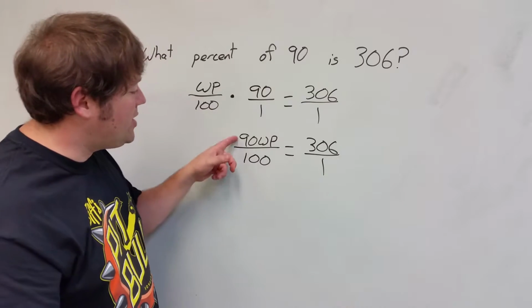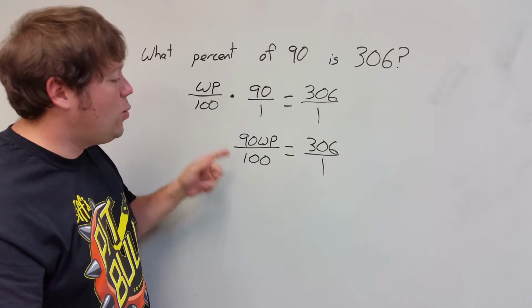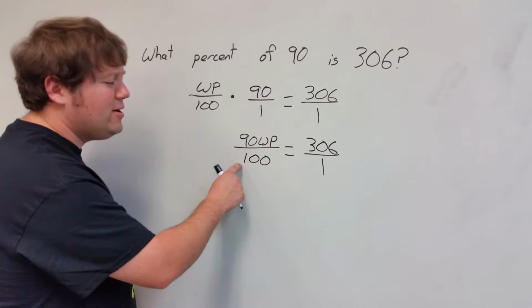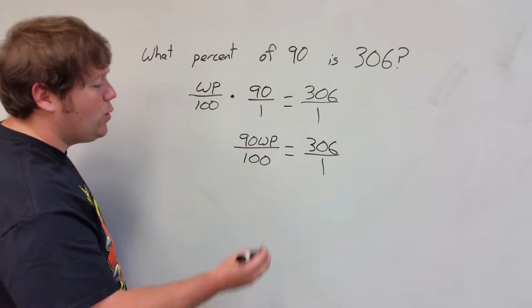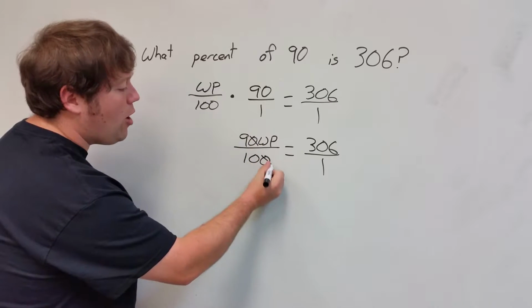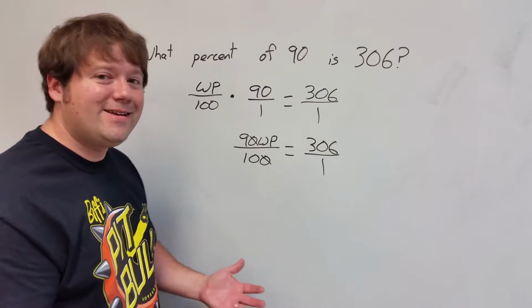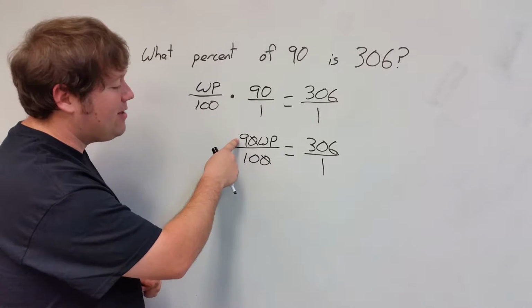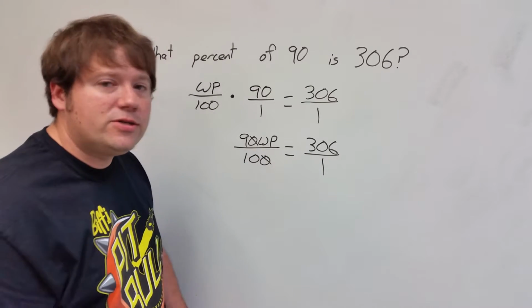And what we can do is treat this just like a fraction with a variable. To get rid of it, we can multiply by its reciprocal like we did before. Now, 90 over 100 is a difficult fraction. To make it a little bit easier, we could always drop a 0 off the ends of them. Technically, we're dividing them both by 10. But the easy way to remember it is to drop a 0 off the end. And we now have the fraction 9/10 WP equals 306.